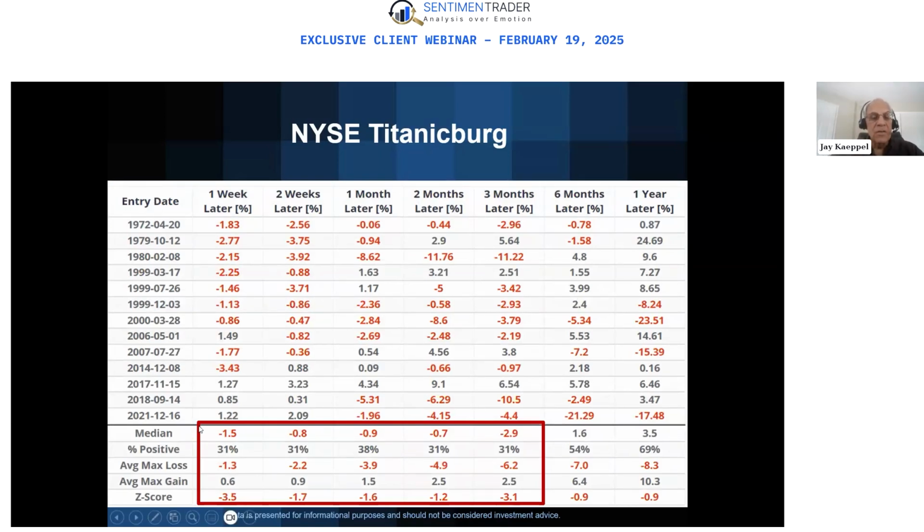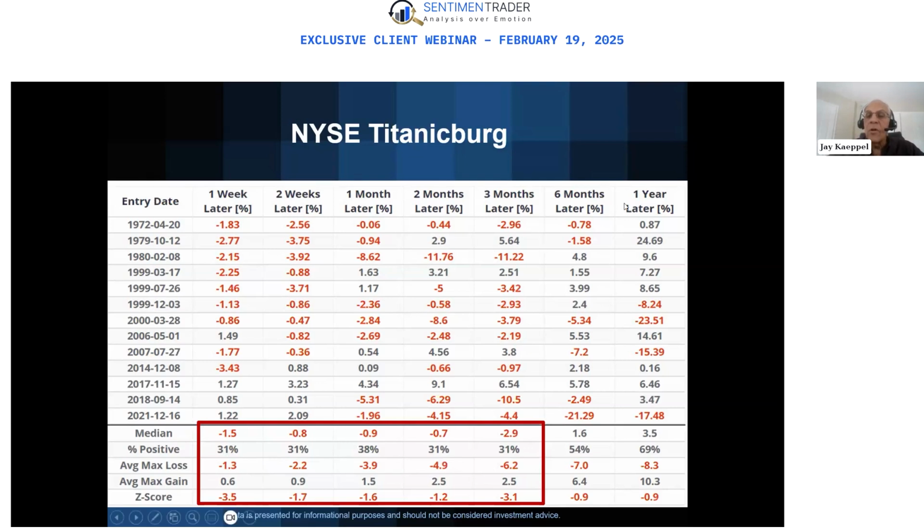And the key thing to note is down here in the red box, over the next 3 months, the win rates are in the 30% range. That's extremely low historically. The stock market typically is 58 to 65% for each of these periods. So, and the median is a loss.